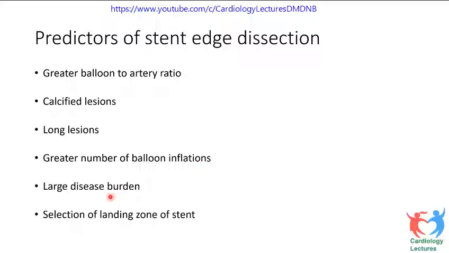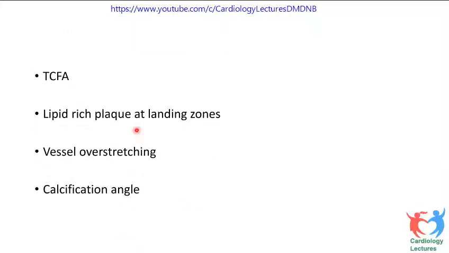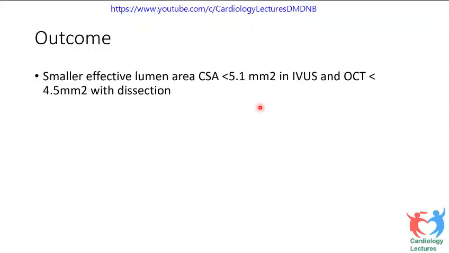That is what we give a lot of importance today with imaging. You should select a place where the plaque burden is less than 50%. It should not be calcified. There should not be significant lipid-rich plaque at the landing zone. And if there is a thin cap atheroma near the landing zone, better include that also. If you do all these things, probably your incidence of stent edge dissections will be less. Overstretching and calcification angle, all those things are important. But the practically possible thing which we can do is identify the right spot to land your stent, which is very, very important.